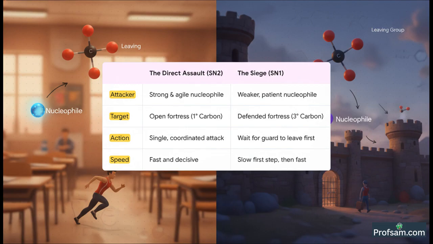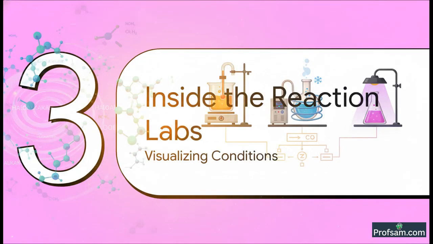Now compare that to the siege, the SN1. This is the strategy for a well-defended fortress, like a bulky tertiary haloalkane. Here, the central carbon is crowded, it's shielded by three big alkyl groups, so a direct attack is just not possible. So what does a weaker nucleophile do? It waits. It waits for the guard, our halide ion, to leave on its own. That first step is slow, but once the guard is gone and the fortress is open, the attack is immediate and fast.